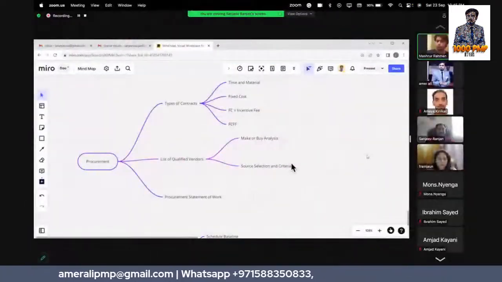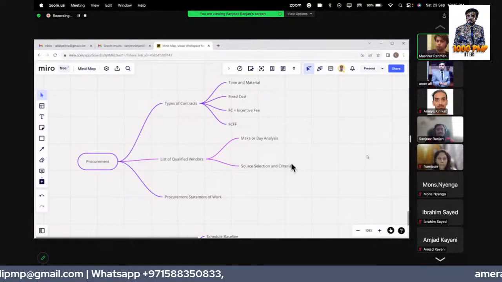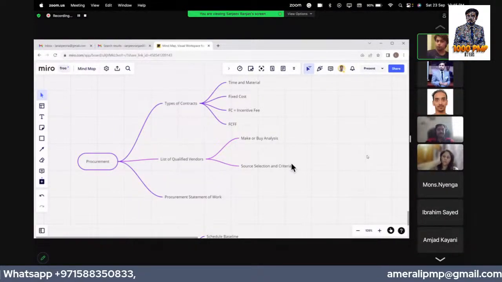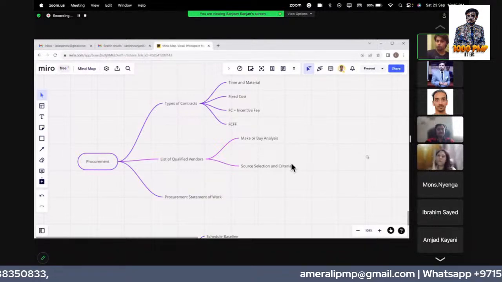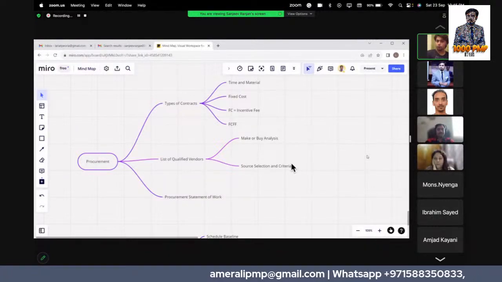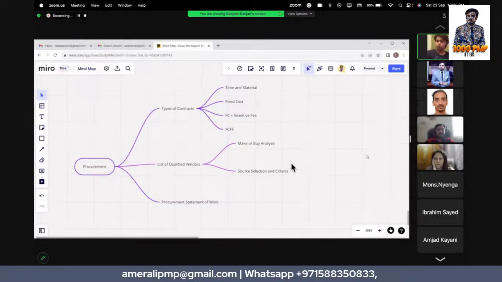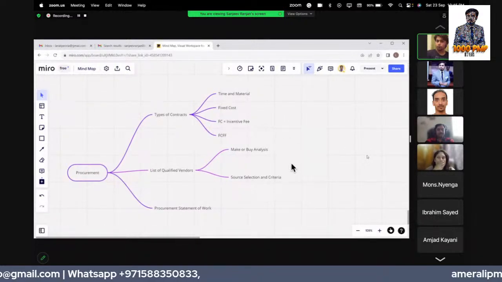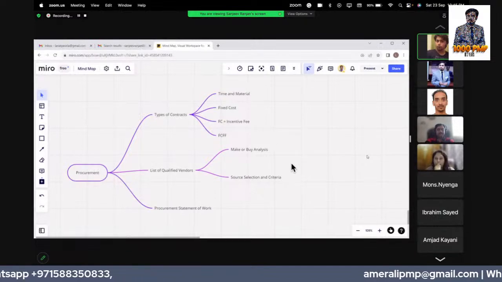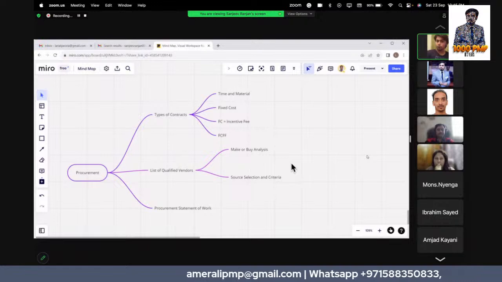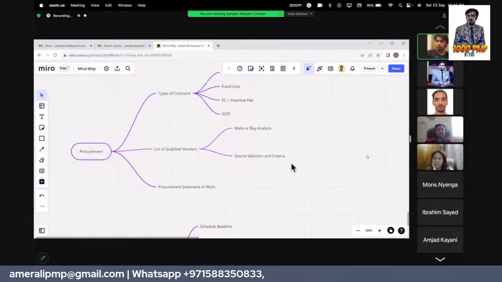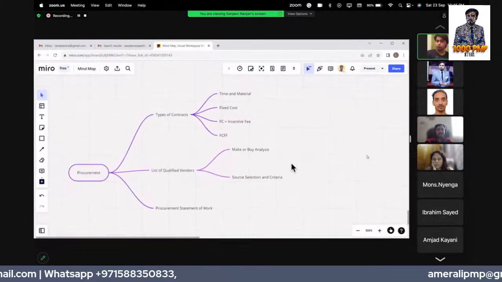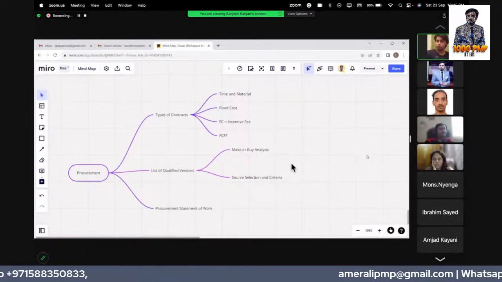So for procurement, we have started off identifying the types of contracts. There are four in total, starting off with the fixed cost and the cost-reimbursable, and time and material. In fixed cost, there are three: fixed price incentive fee, fixed price, and fixed price award fee. And then moving on, we have the cost plus: cost plus incentive fee, and then cost plus award fee.